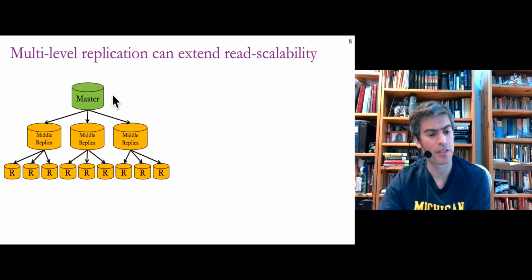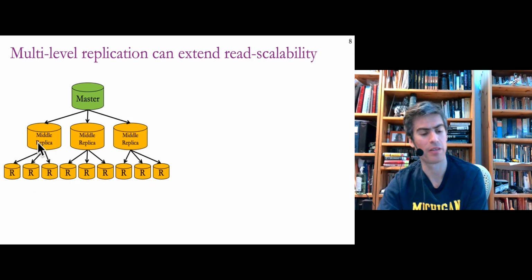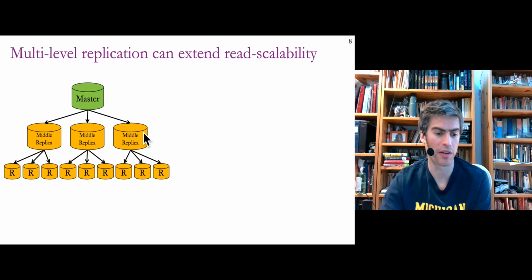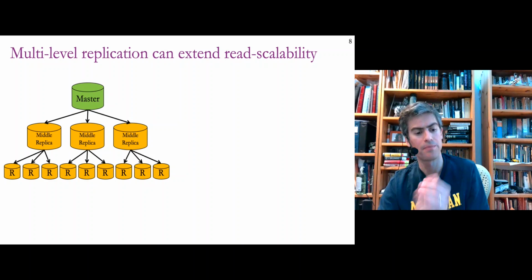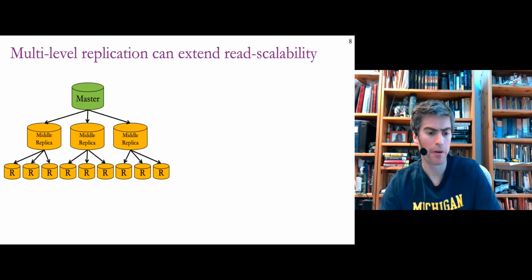So right now in this design, the master has to send out 3 copies of every data it receives, but then that can in turn be sent out to 3 others by these middle replicas. And in reality, you probably have more than 3, like you might have 10 or so. But again, the optimal choice of that fan out depends on the ratio of reads to writes in your system. The more reads per write, the more fan out you can have.